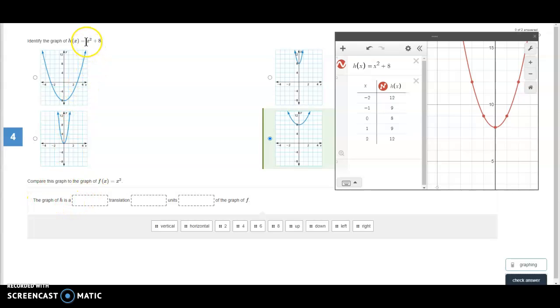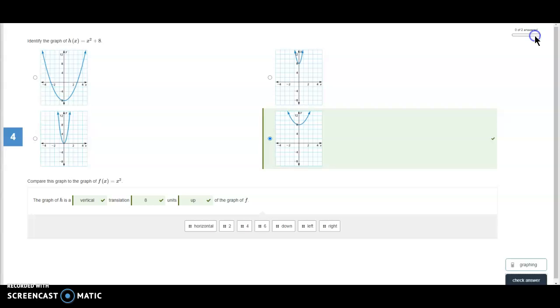All right, next up, I want to answer this part here. So this does not have an a other than the number 1. So this has just been moved up or down. So this is a vertical, that's up or down, translation. It's plus 8, so that's 8 units, and then the direction is up. Check my answer, and that's all good. There is one more that I have to do, so I'm going to go ahead and move on.